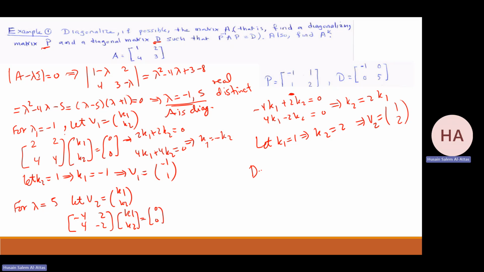So what is D? Minus 1 and 5, 0, 0. I start with minus 1, so I'll put in P also the one with minus 1. That is minus 1 and 1. Then 1 and 2, which is this answer.